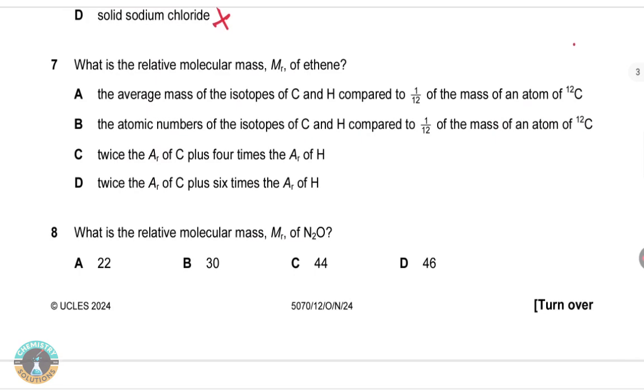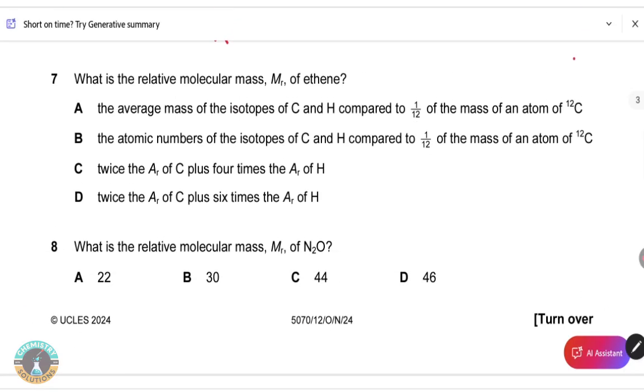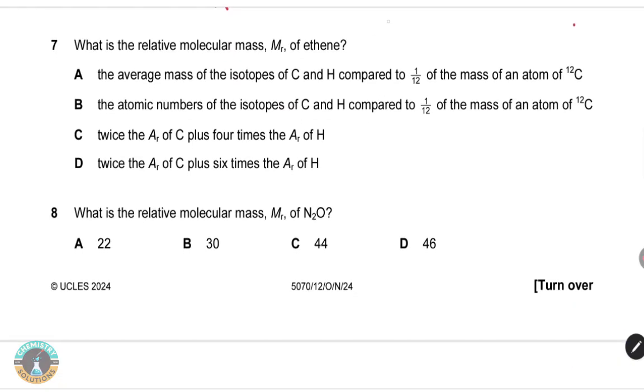What is the relative molecular mass of ethene? In order to solve this question, you must know the formula of ethene. Ethene has the formula C2H4. Now come to the options. The average mass of the isotopes of carbon and hydrogen compared to carbon 12? No, this is the definition of atomic mass, so this is wrong. The atomic number? We cannot compare atomic numbers with the atomic mass of carbon 12.